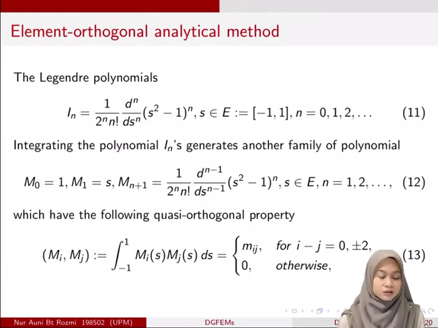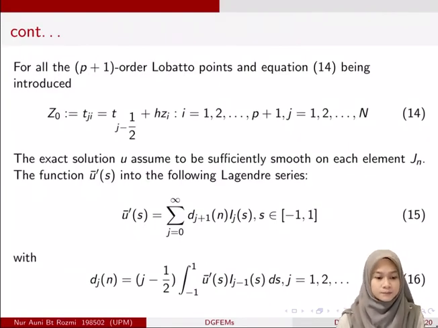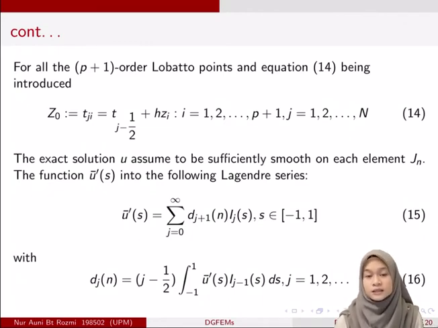We will continue with the Legendre polynomial equation that has been stated as equation 11, and then we will integrate the polynomial and generate another family of polynomials, which is equation 12, and we will have the following quasi-orthogonal property in equation 13. And then for all the p plus 1 order Lobatto points, equation 14 will be introduced.